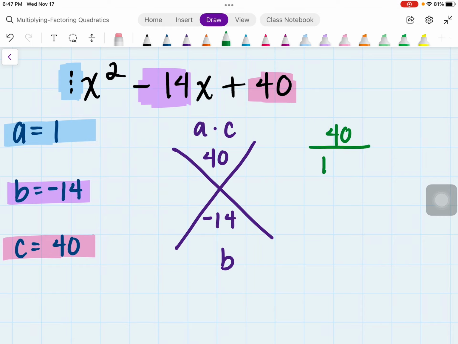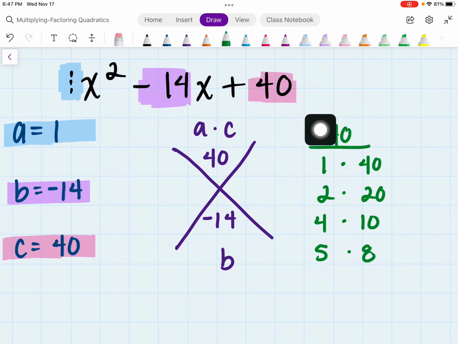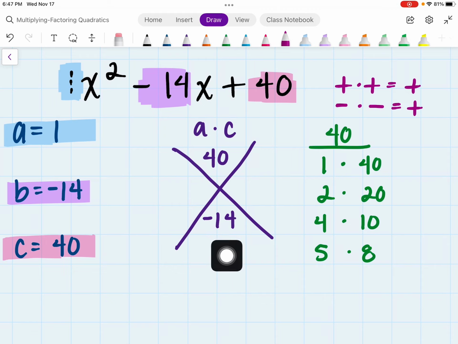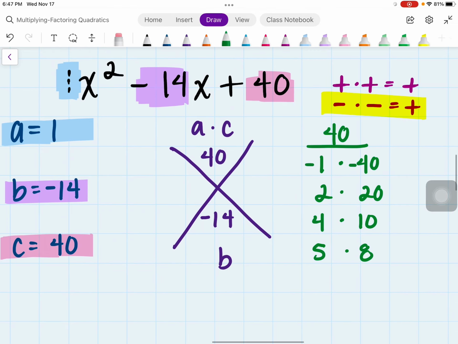Now, numbers that multiply to give me 40 are 1 and 40, 2 and 20, 4 and 10, and 5 and 8. Now, one thing, guys, because this here is a positive number, the factors in this case could either be 2 positives, which give you a positive, or 2 negatives, which give you a positive. Now, because my bottom value, B, is a negative, that means that both of my factors in this case will be negative as well. So I'm actually going to write them as negatives here.